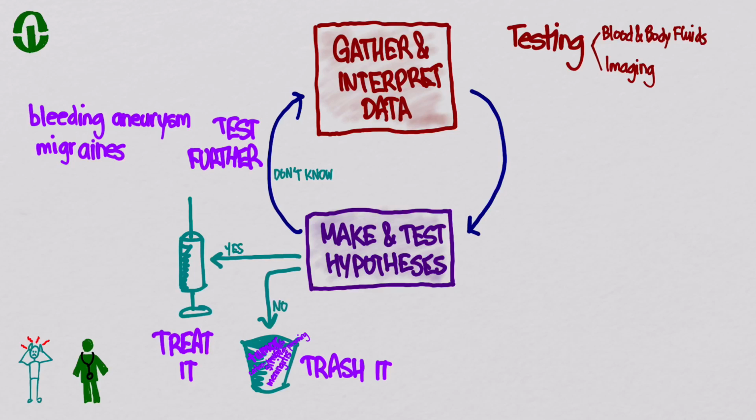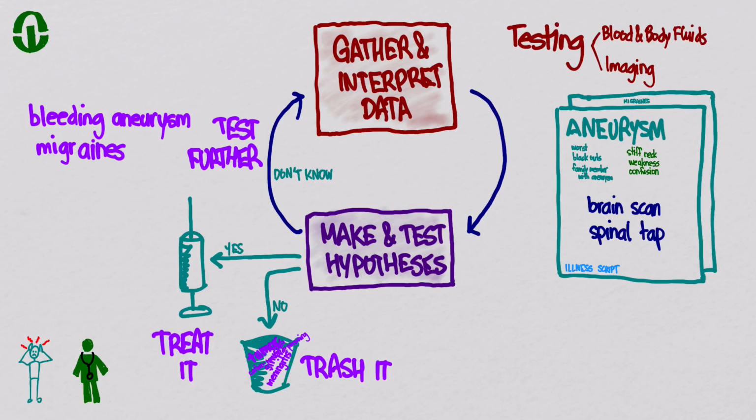And so luckily, we look back to our illness scripts again, and remember it told us what questions to ask on our history, what to look for in the patient on our physical, but it also tells us what kind of tests we might want to do. And it says a brain scan and a spinal tap are possibilities. There's probably similar things for migraine that we can look for.